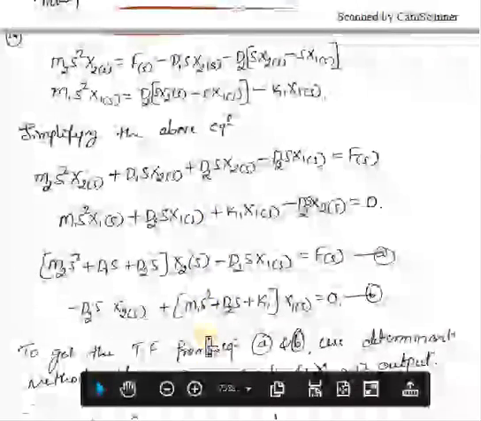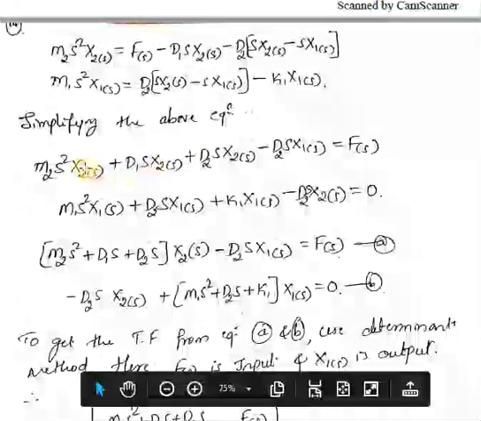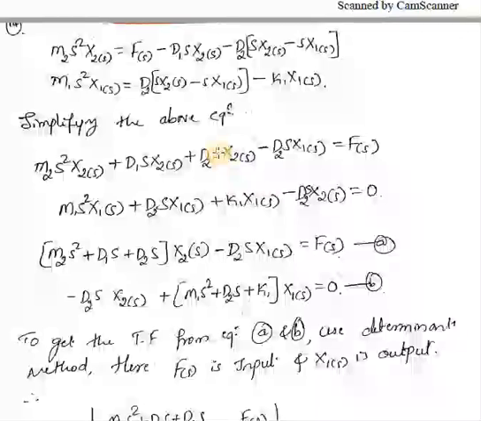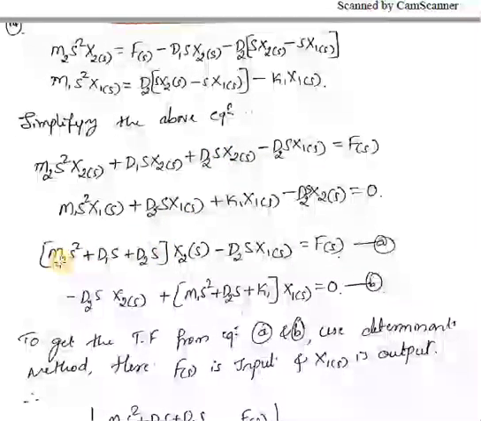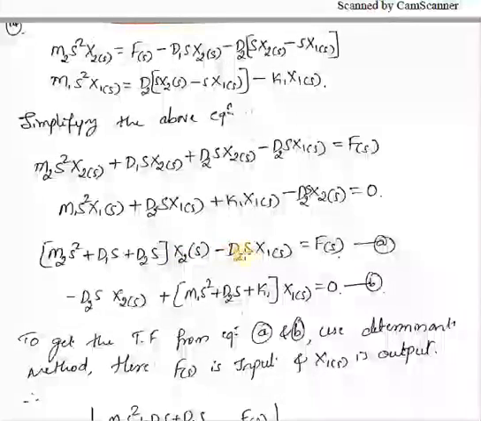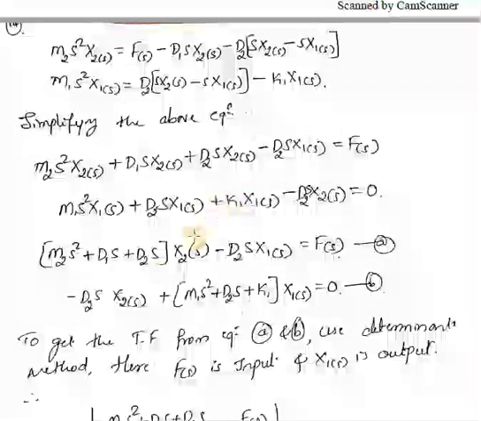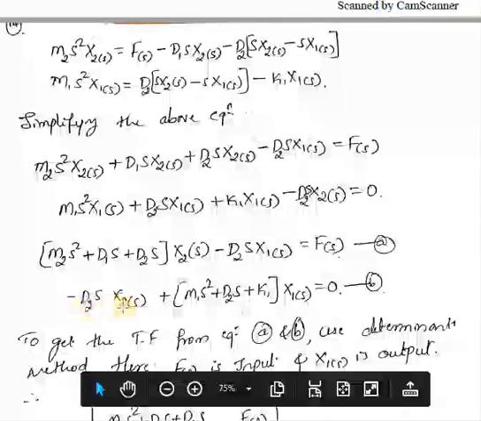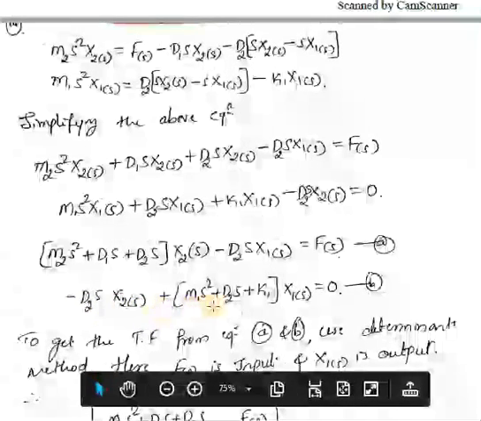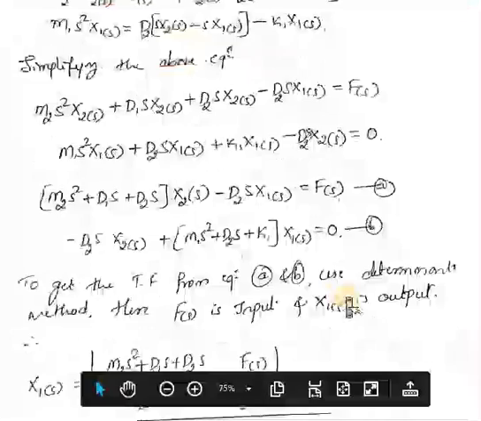So now from these two equations, try to take the common terms outside. So here from these three terms I will take X2(s) as common. I am left with (m2 s² + d1 s + d2 s) X2(s) minus d2 s X1(s) equal to F(s). Similarly, from this equation I will take X1(s) as common. So first I will write minus d2 s X2(s) plus (m1 s² + d2 s + k1) X1(s) equal to 0.